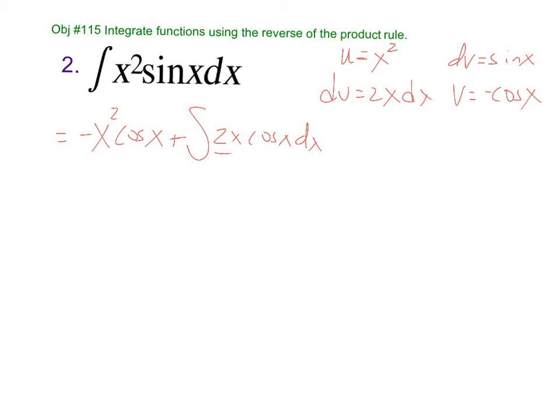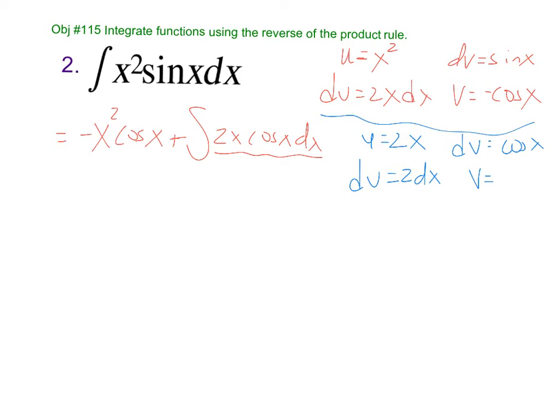But now we can't do this. So we have to do this again. So same process. My u this time is 2x. Now you can put the 2 on the outside and make your u x. It doesn't actually matter. Since I have it like this, it's important to stay consistent. du, derivative of 2x is 2. Antiderivative of cosine is sine.